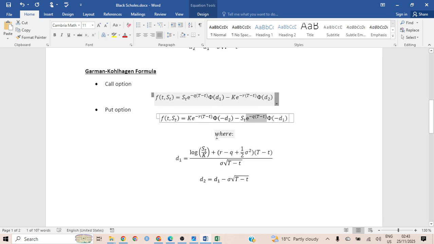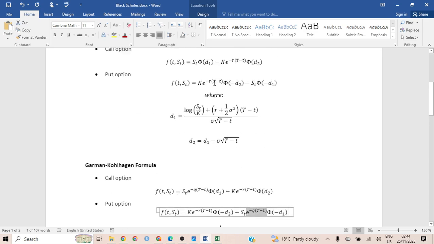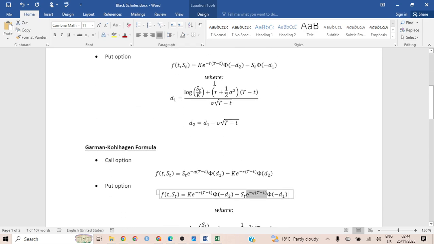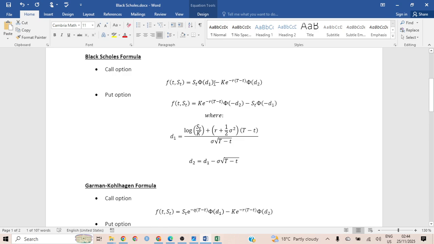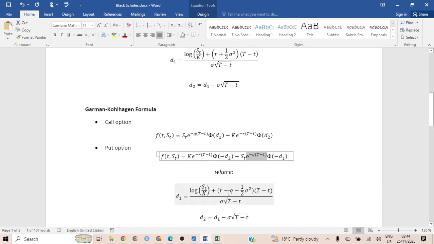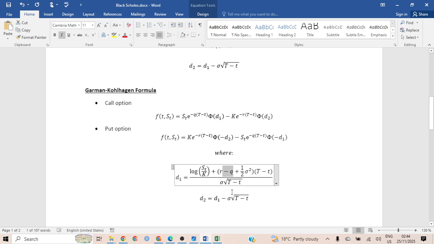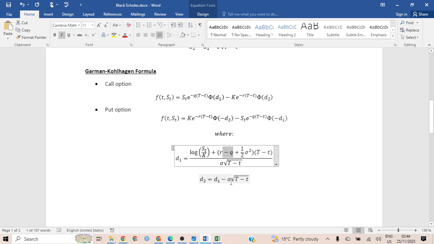The values of D1 and D2 are almost similar to those of the Black-Scholes formula, only that in this case we have a minus Q in this bracket. The formula for D2 is exactly the same as in the Black-Scholes formula.